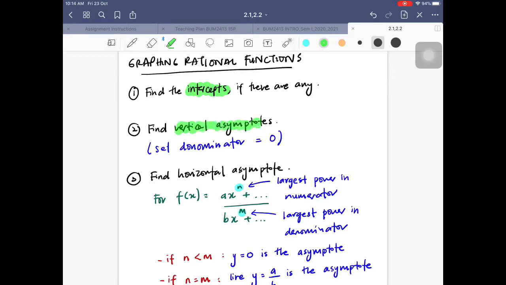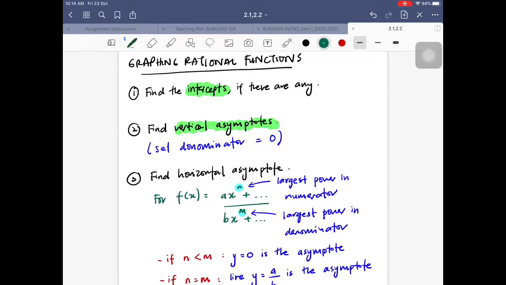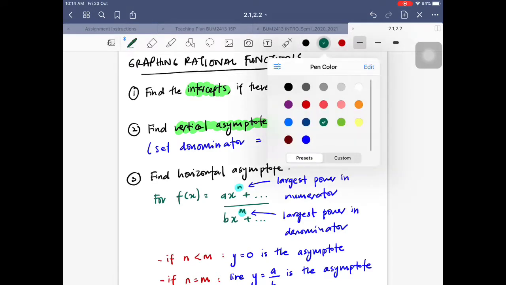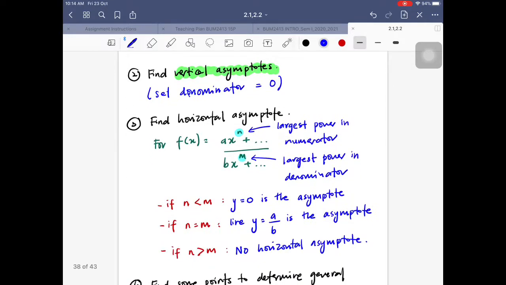And step number two is you're going to find the vertical asymptote. And how do we find the vertical asymptote? By simply setting the denominator equal to 0. Whatever value is not possible, that is going to be the vertical asymptote of the function itself. So let me correct the spelling. This is denominator.